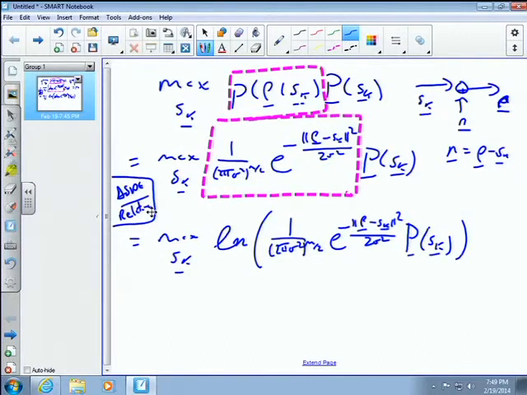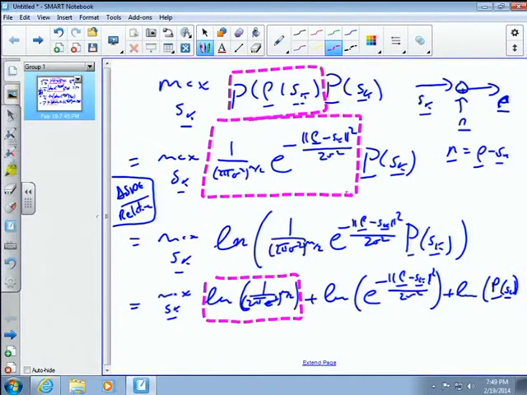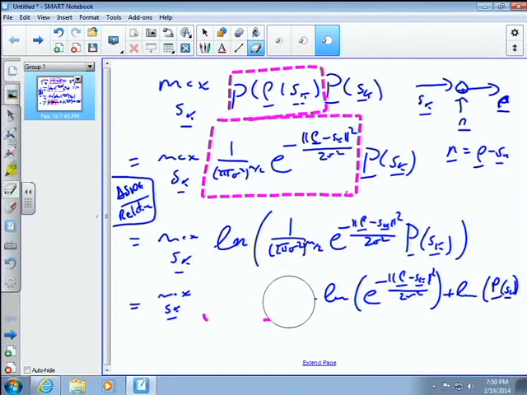So now what happens when you take the natural logarithm of this? First of all, when you have the natural logarithm of the product of stuff, you can break it out into the sum of the logs of the individual guys. Okay, and then does this term mean anything in terms of the max? No.